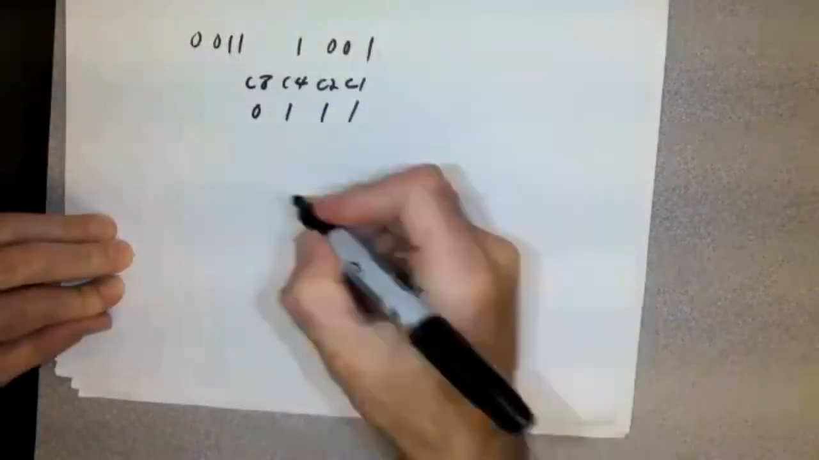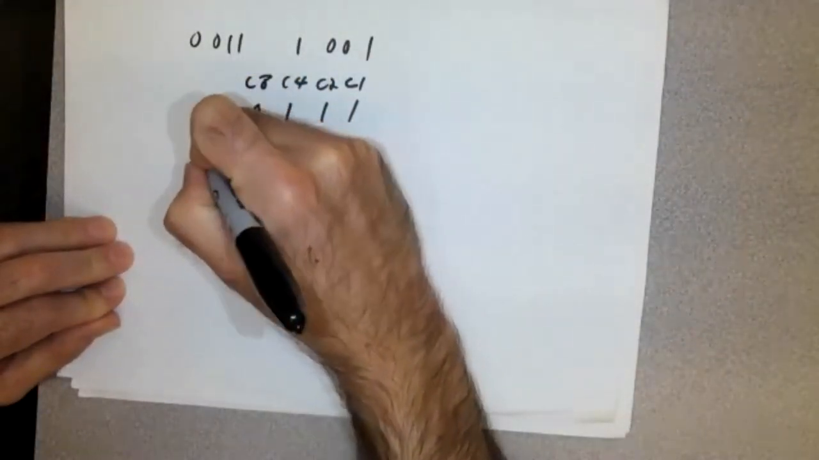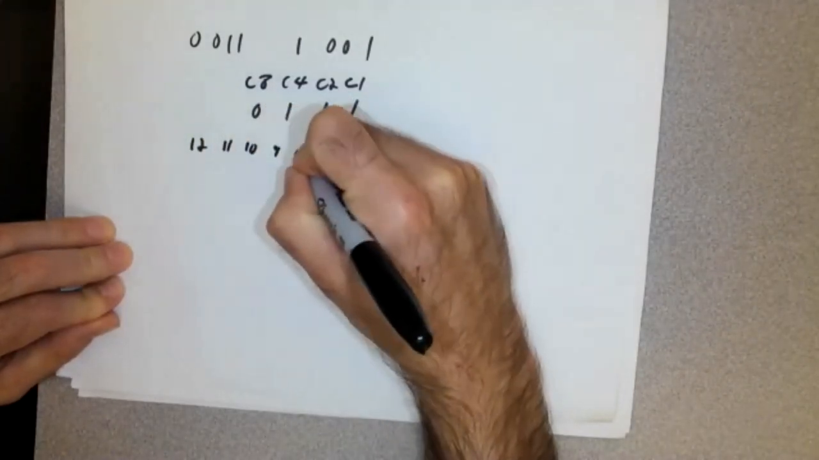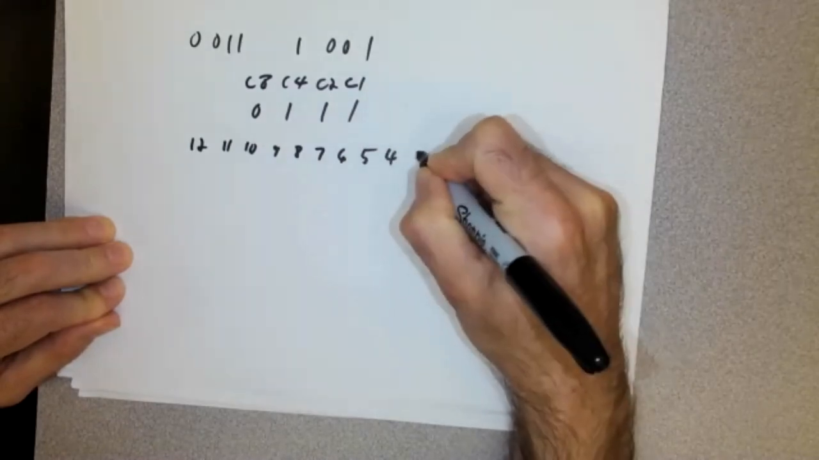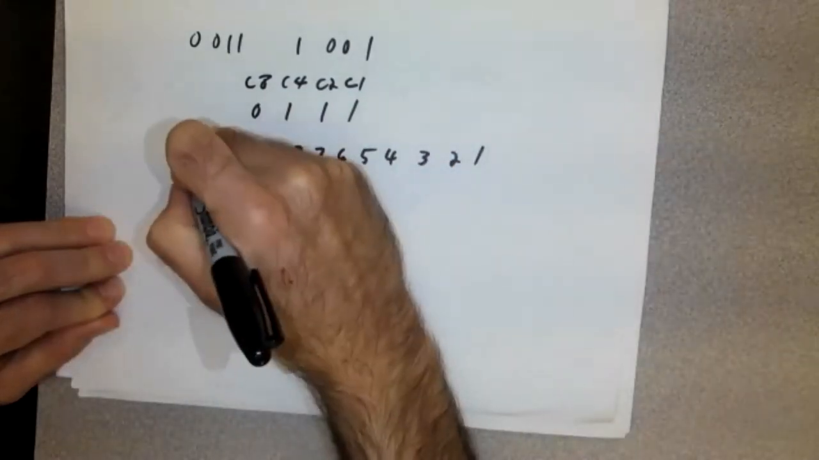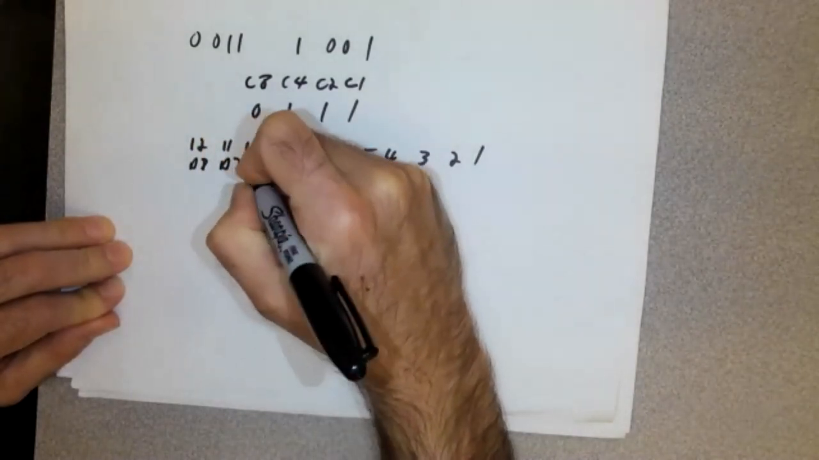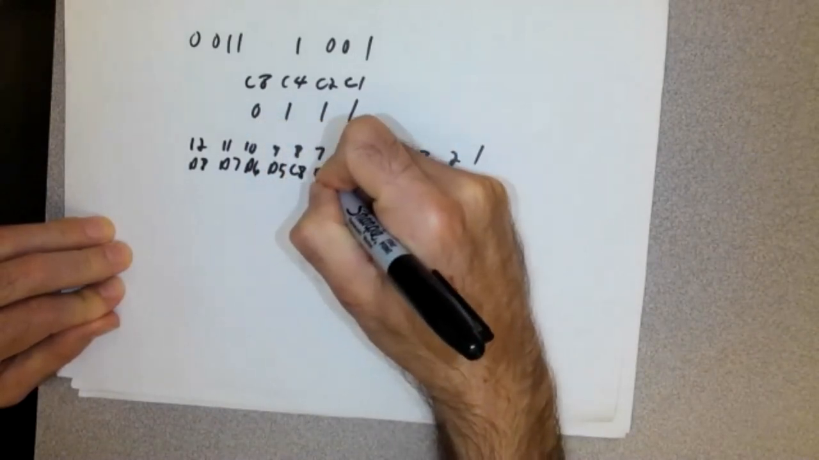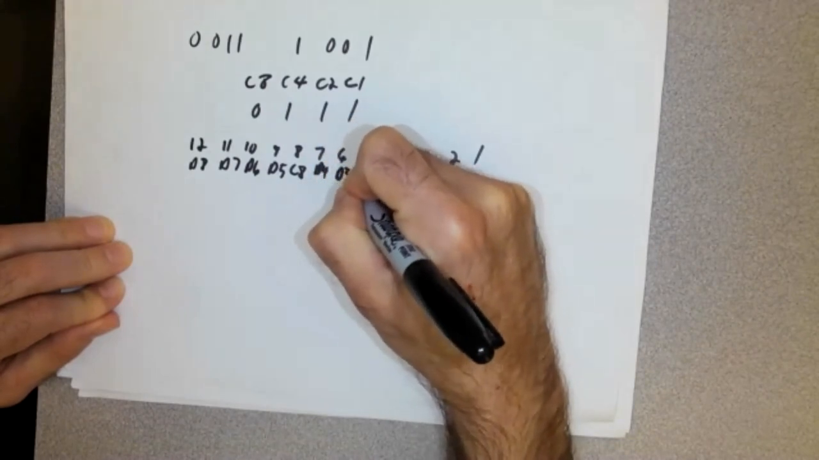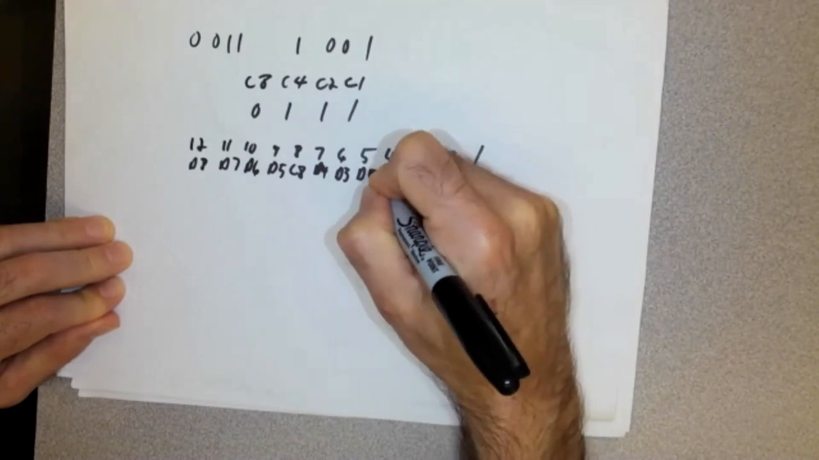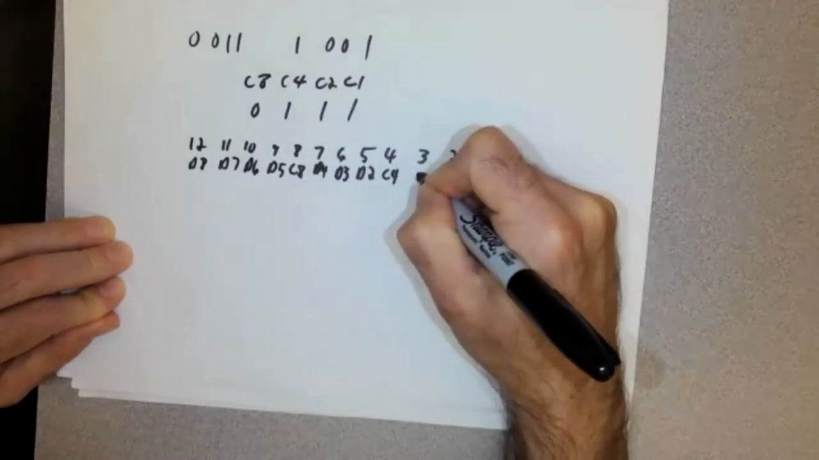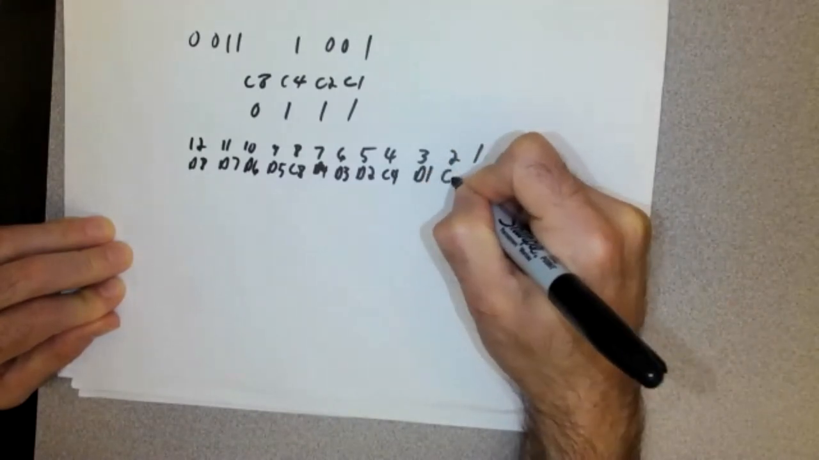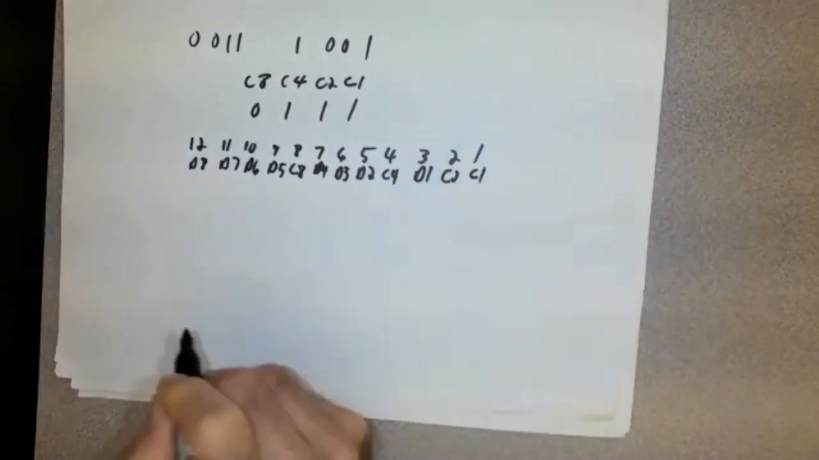So I should probably write this out in the same format by position number again here. So I have to do all this by position number. So position 12, 11, 10, 9, 8, 7, 6, 5, 4, 3, 2, 1. I'll just write in digit 8, digit 7, digit 6, digit 5, and then this is check 8, digit 4, digit 3, digit 2, and this is check 4, digit 1, this is check 2, check 1 here, right?